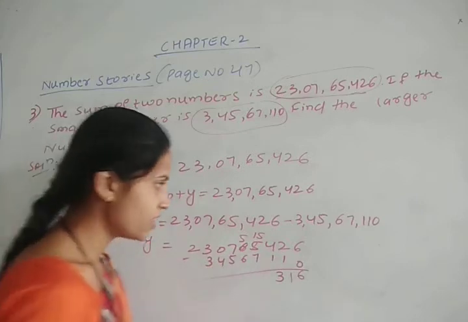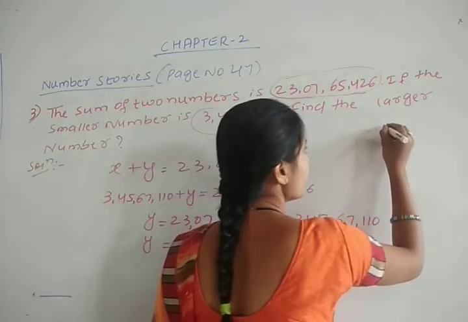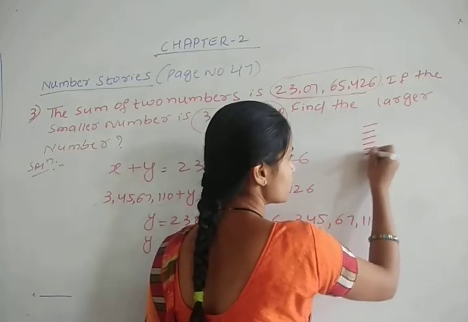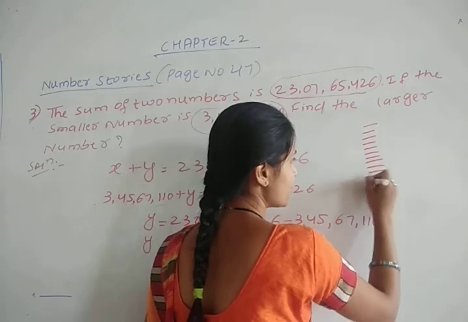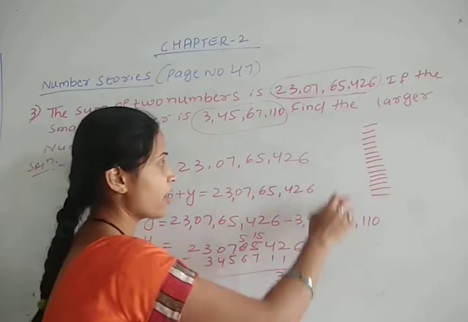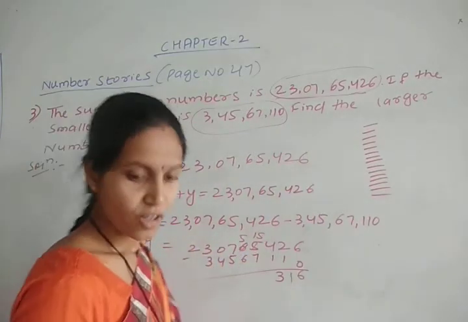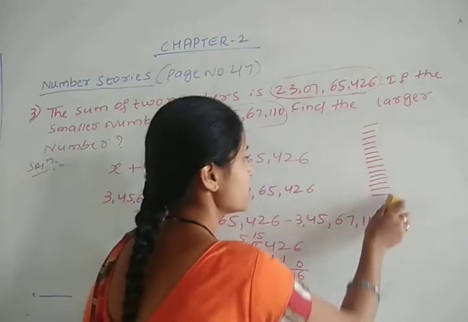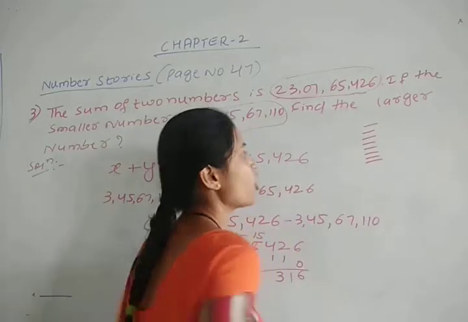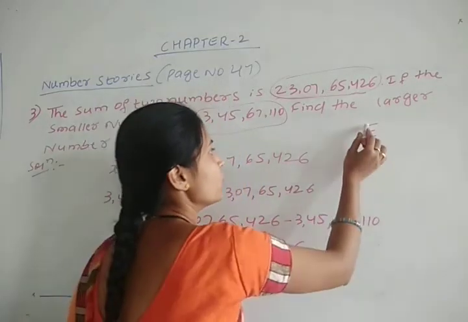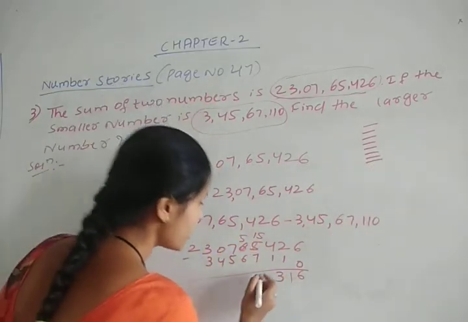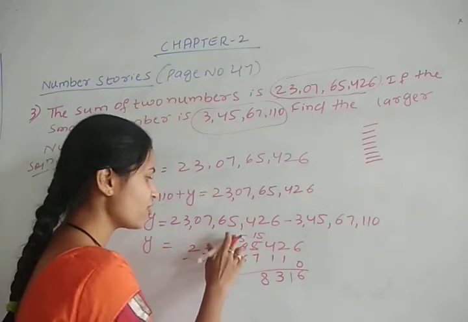Now subtract 7 from 15. How much will you get? See here, I will write 15 bars: 1, 2, 3, 4, 5, 6, 7, 8, 9, 10, 11, 12, 13, 14, 15. Here I have 15 bars. From this, if you remove 7 bars, 1, 2, 3, 4, 5, 6, 7, count how many bars are left: 1, 2, 3, 4, 5, 6, 7, 8. We are left with 8 bars. So write here 8. Now here 5 minus 6.